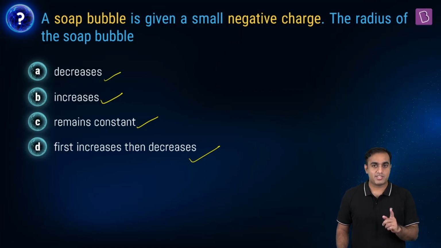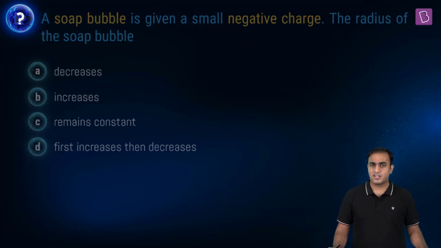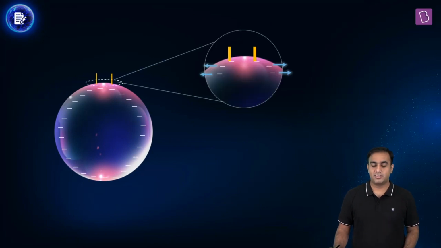You have to visualize what's happening here in order to answer this. First of all, it is safe to assume that this soap bubble is given a uniform negative charge distribution. So, let's consider a soap bubble with a uniform negative charge distribution. Consider a tiny portion of the outer surface of the soap bubble. Look at this. Here are the negative charges, and obviously they are going to exert on each other a repulsive electrostatic force. As a consequence, they try to move farther from each other.